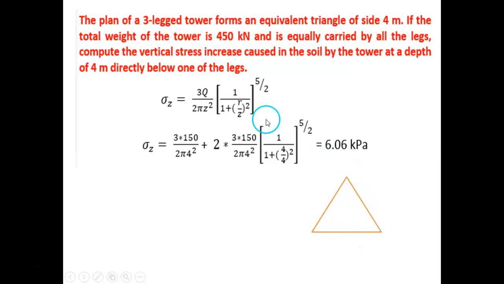Then by taking the point load equation, for the direct load there is no radial distance, r equal to 0, so you can write 3q by 2 pi z square, and the other two loads, because they have the same radial distance, we can multiply with 2 into 3q by 2 pi z square into 1 by 1 plus r by z square, where r is 4, to the power 5 by 2. You will be getting 6.06 kilonewton per meter square.